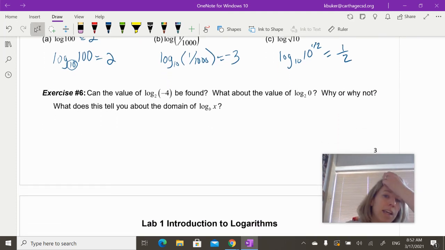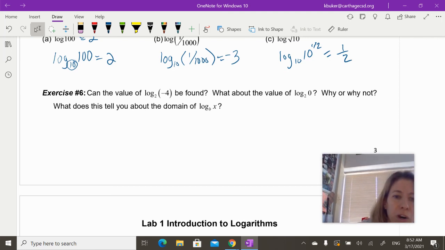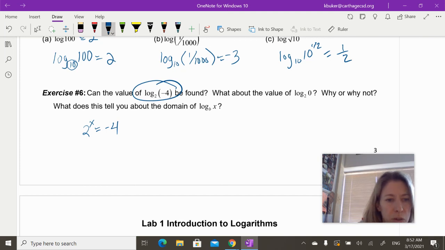All right, next one. Can the value of log base 2 of -4 be found? Or what about log base 2 of 0? Why or why not? Okay, so if I want to write this as an exponential, I would say 2 to what power equals -4. Well, you should know that 2 to no power gives us -4. This is not possible. No exponent, 2 raised to no exponent, is going to give you -4. Okay, this is impossible.